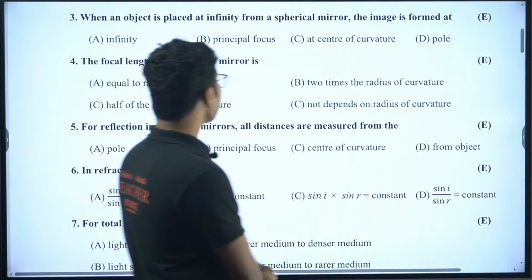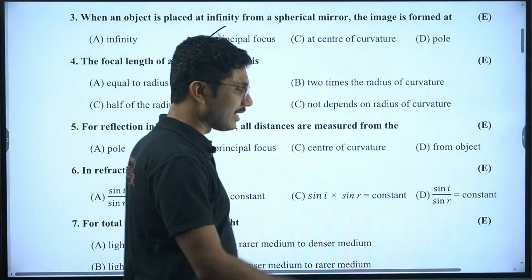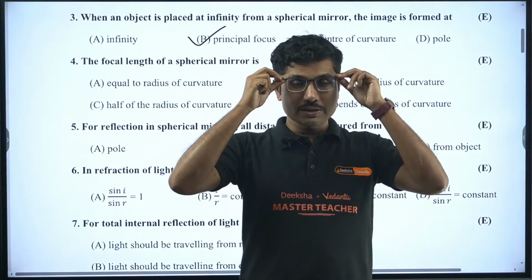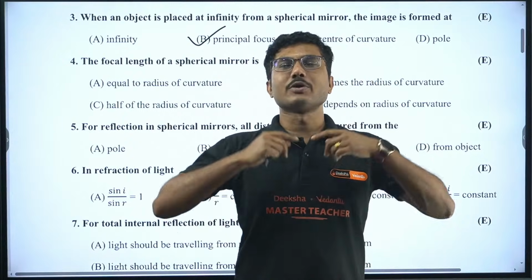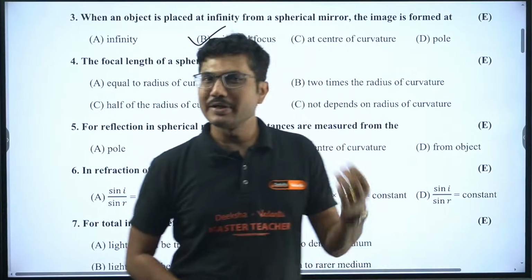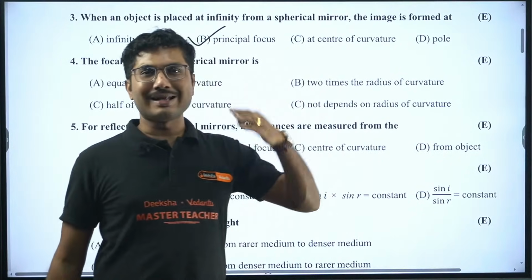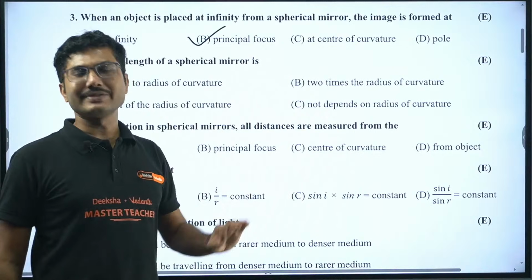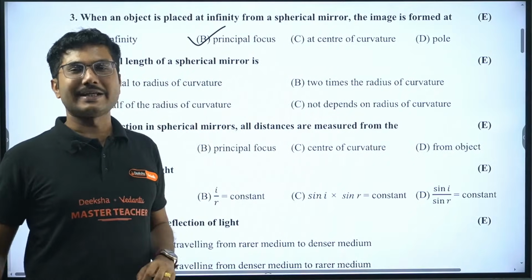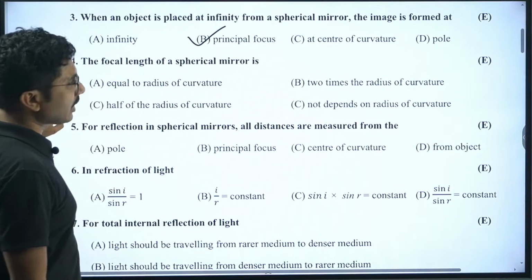Tanmay Shetty is saying option B, principal focus. Yes, when the object is at infinity, all the rays either go directly and meet at the focus or they appear to come from the focus. So the image is basically formed at the focus. It can be real, it can be virtual, based on the mirror or the lens. It does not matter. For mirrors as well as lenses, the image will always be formed at the focus. It can be real or virtual, based on the device you are using.